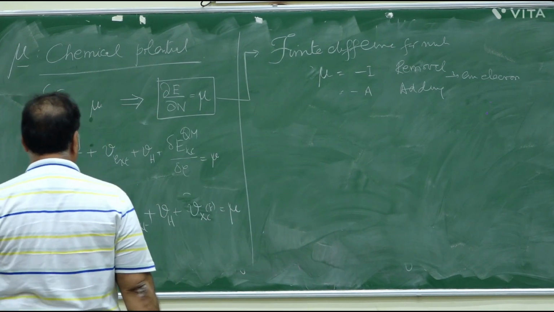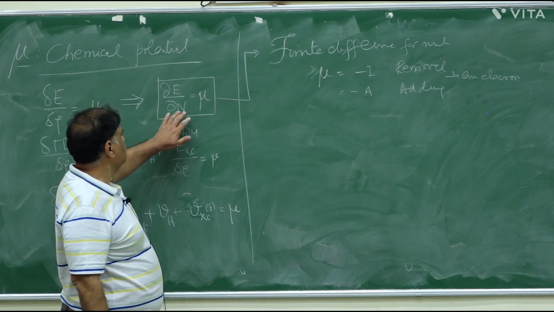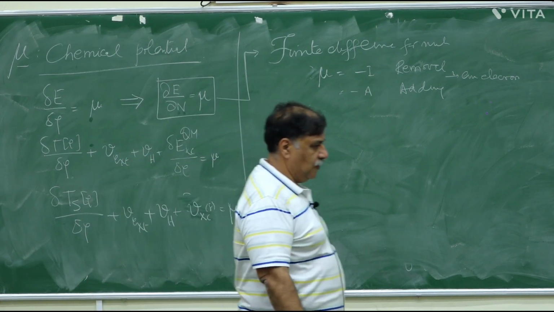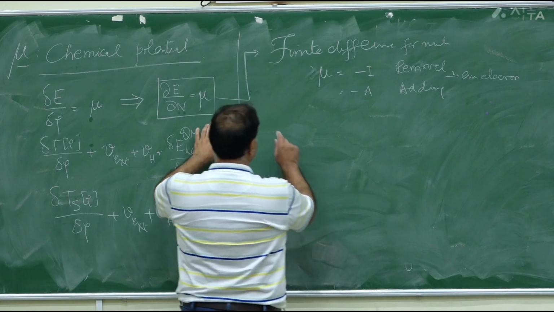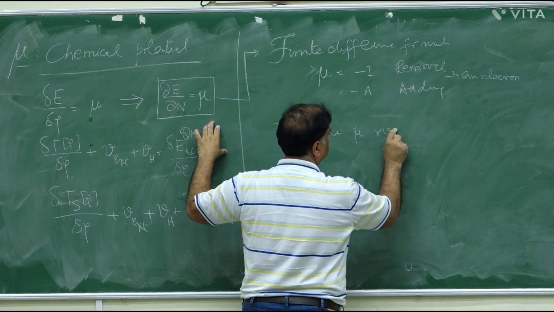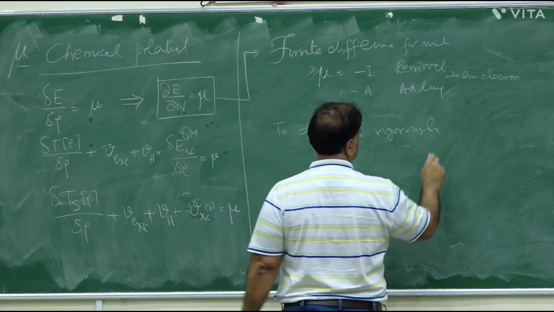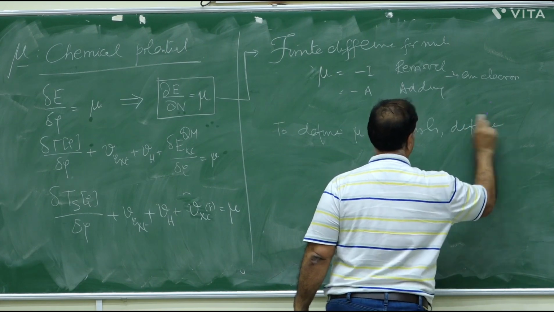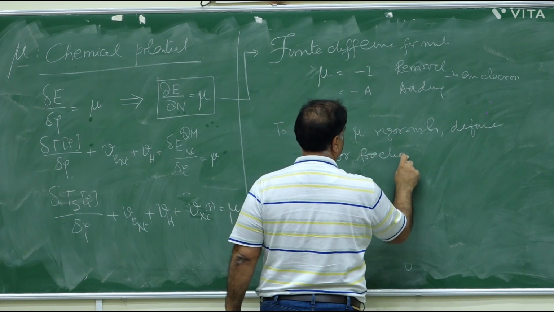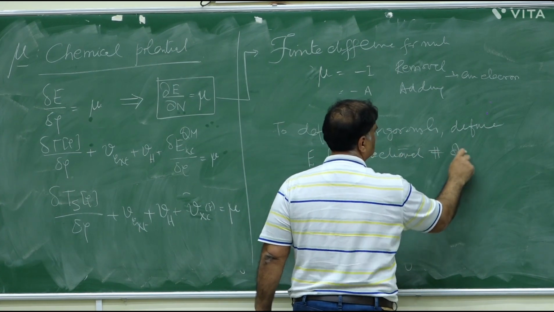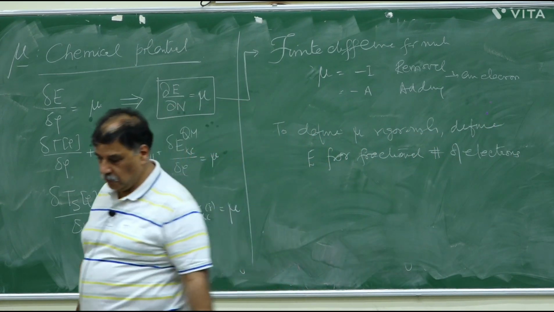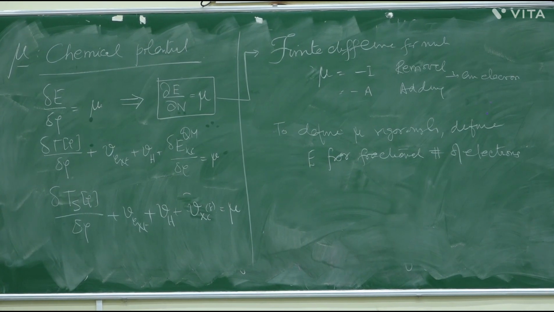What we want to do is, if I want to be rigorous, I should be able to do something here. Now there is a problem in this also. If I should be able to define mu rigorously, I should define E for a fractional number of electrons. If I do that, then only I can write dE/dN, and otherwise I remain in finite difference.